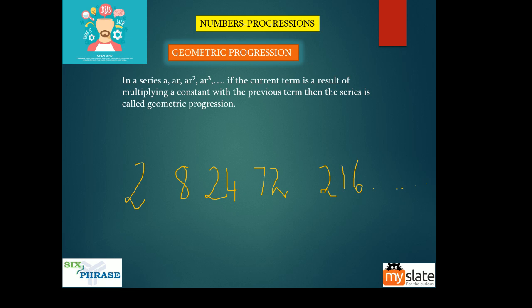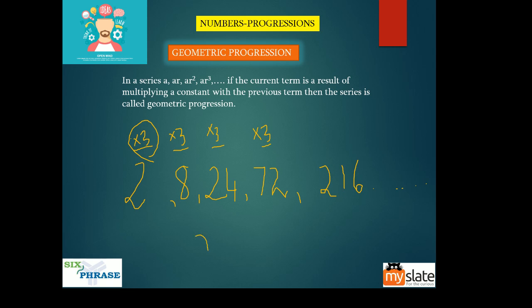Now, if you take a close look, I multiplied by 3: 2 into 3 is 8. Again, multiply it by 3, 8 into 3 is 24. Again, 24 into 3 is 72. Again, 72 into 3 is 216. In the arithmetic progression, there was a constant term that I added to each term of the series. Here I am multiplying by a constant term. See, 3, 3, 3, 3, it is constant, right? I am multiplying a constant term with each term of the series.